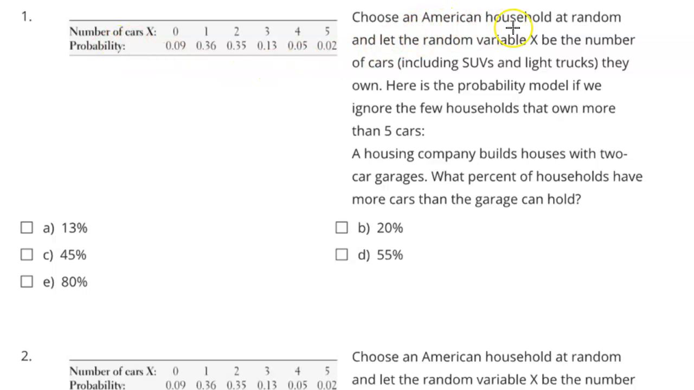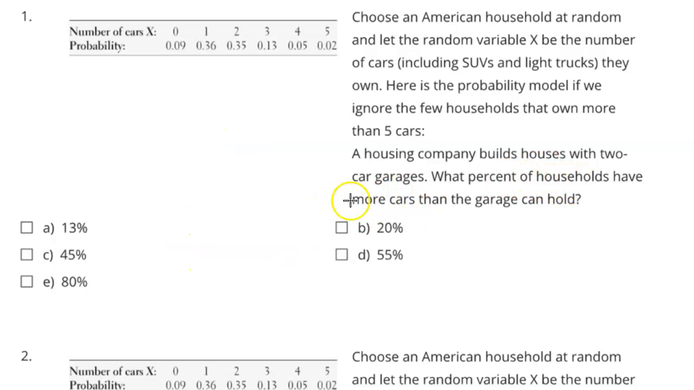First question is choosing an American household at random and letting the random variable X be the number of cars, including SUVs and light trucks. So here's the probability model if we ignore the few super rich people that own more than 5 cars. So the number of cars 0, so the probability of finding a household that has 0 cars is 0.09. The probability of finding a household that has 3 cars exactly is 0.13, and so on.